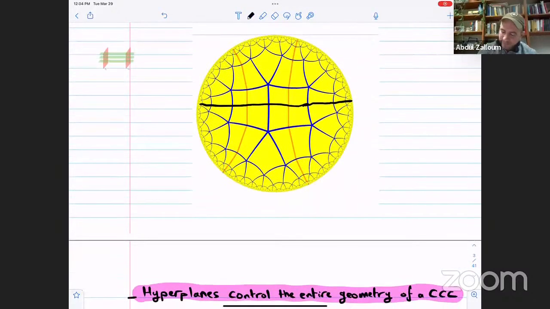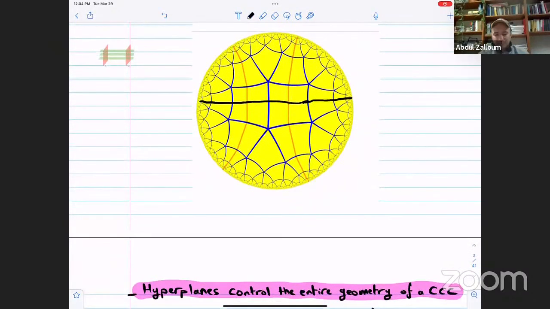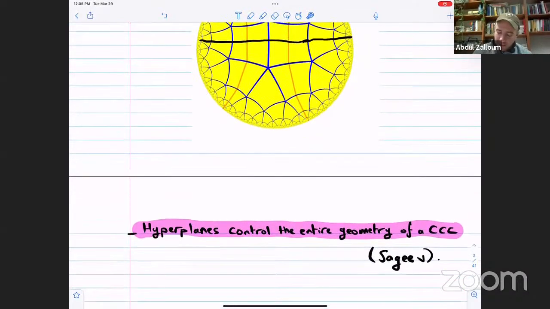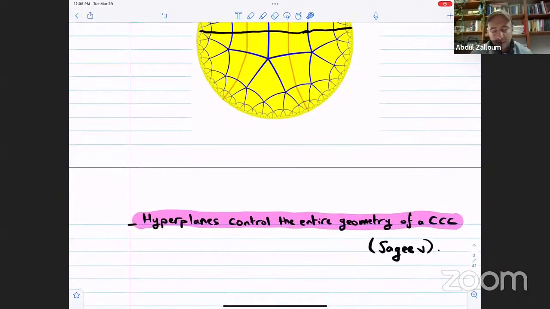Now, the following statement can be made precise due to Sageev, but the idea is, if you're working with a Cat0 cube complex, then the language is the language of hyperplanes. Every notion that you care about in a Cat0 cube complex can be described entirely in terms of hyperplanes. This is a really pretty theorem, and it essentially says that if you understand hyperplanes and the way they interact with one another, you understand exactly what the cube complex looks like.